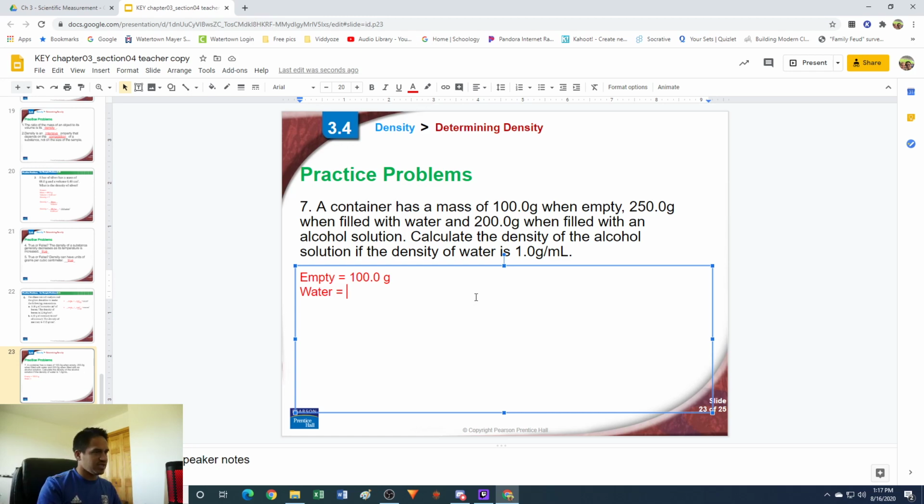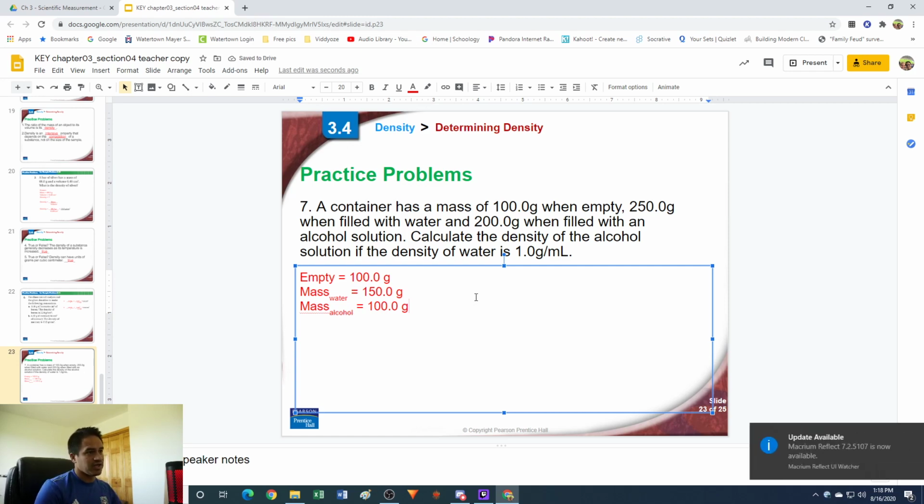It basically gives us the mass of the water. So we're going to say the mass of the water is 150 grams, just because the container is 100 grams empty and 250 with water in it. That means there's 150 grams of water in there. And when we fill it with alcohol, the mass is 200 grams. So that tells us there's 100 grams of alcohol in there. All right, so this is the information they're telling us.